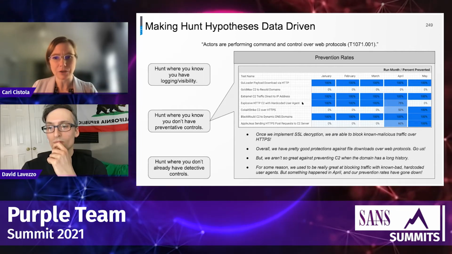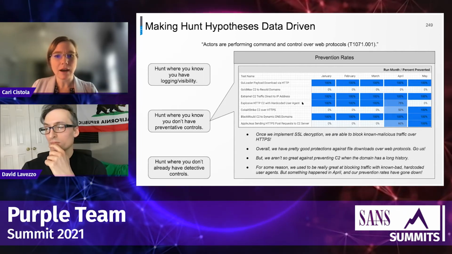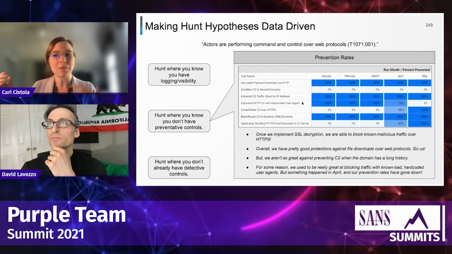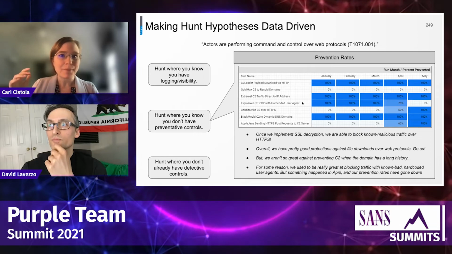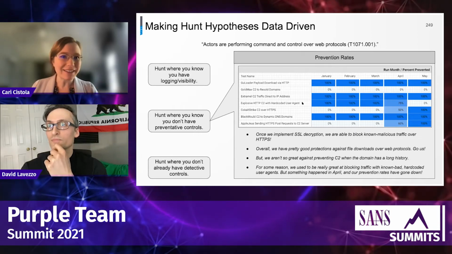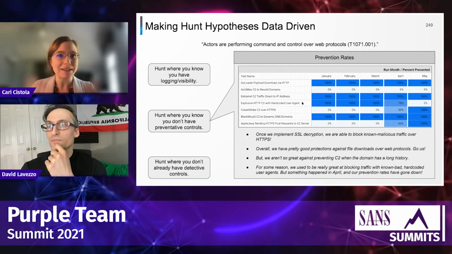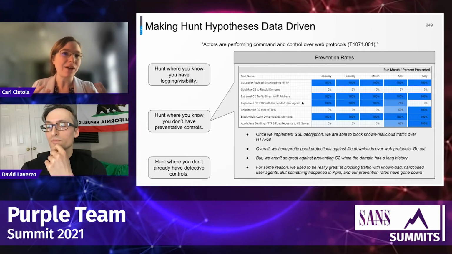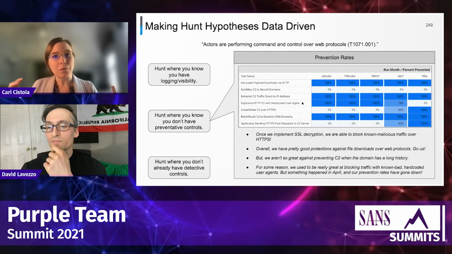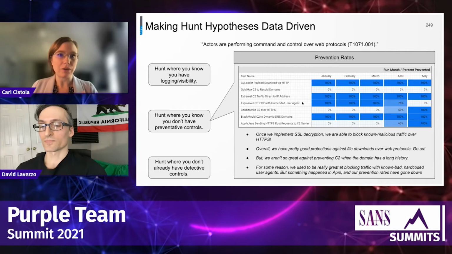If the domain has history, it's hard for our preventative controls. The other thing we're seeing is that as we implemented SSL interception, all of a sudden our prevention rates went up. That's really awesome. That can tell us as a hunter, or me as a huntress, when I should or shouldn't go and look in HTTPS data.